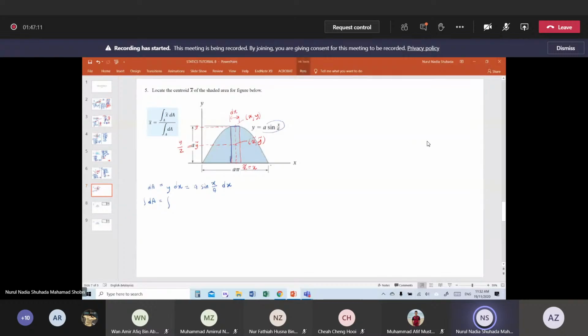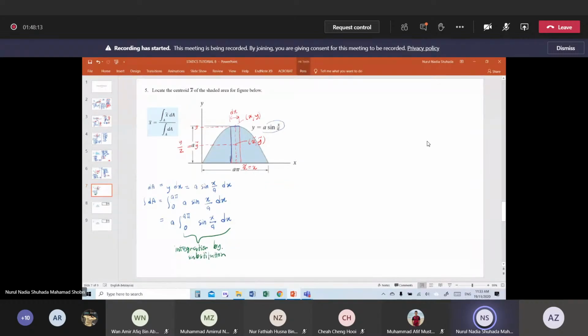The range is, because this is in terms of dx, from x equals 0 to a pi. So integral of a sine x over a dx. And I'm going to take out the a for simplification: sine x over a dx. Because we have to integrate sine, and this is not ordinary sine because you have x over a there, we have to use integration by substitution.